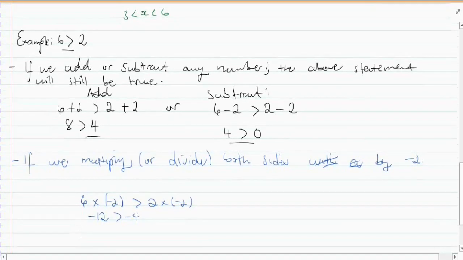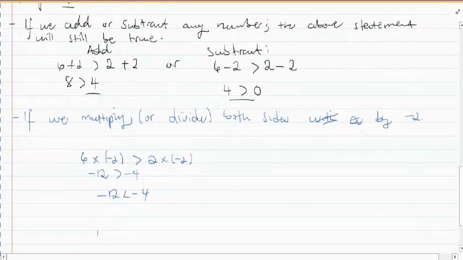But this can't be right, because according to the number line, the number closer to 0 in the negatives is the bigger one. So the inequality sign needs to be reversed, because negative 12 is not greater than negative 4. It will be true if we say negative 12 is less than negative 4. So clearly, when we multiply or divide by a negative number, the inequality sign needs to be reversed. Then the statement becomes true.